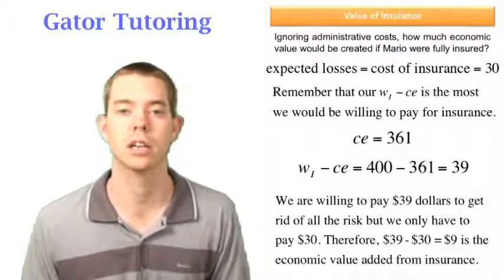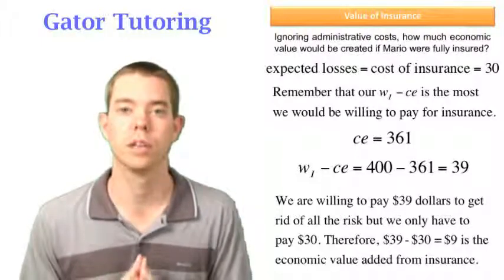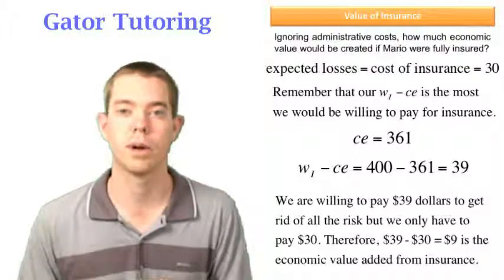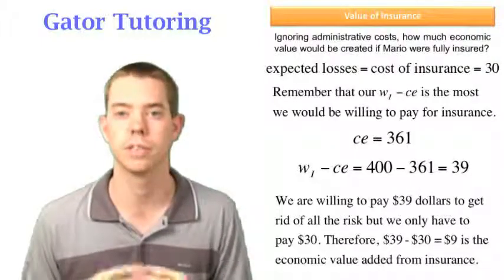So make sure you understand why the certainty equivalent represents a single amount of wealth we'd be willing to trade our gamble for, and why the initial wealth minus the certainty equivalent represents the most we'd be willing to pay for insurance.